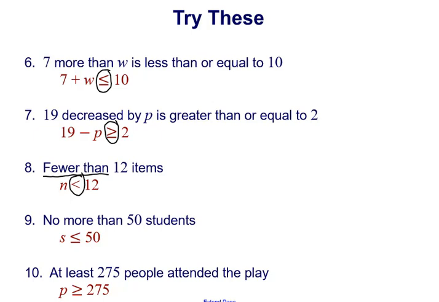Number 9 is no more than 50 students. So the amount of students s we're using is no more than, which is another way of saying less than or equal to. So we're using that symbol compared to 50. So we have s is less than or equal to 50 for 9. And then 10, we have at least 275 people attended the play. So we're using the variable p for people. Now, at least, we're going to interpret as greater than or equal to. So for 10, we have p is greater than or equal to 275.